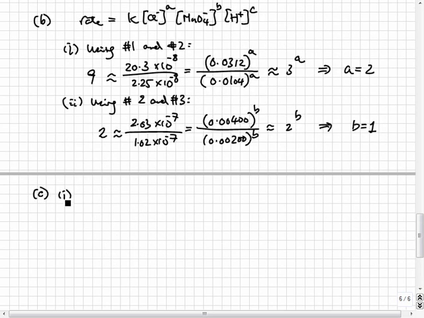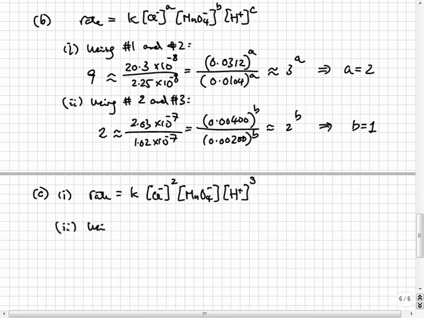C. 1. Putting the orders into the rate law, and given that the order in H+ is 3, we get rate equals k times the concentration of Cl- squared times the concentration of MnO4- times the concentration of H+ cubed.